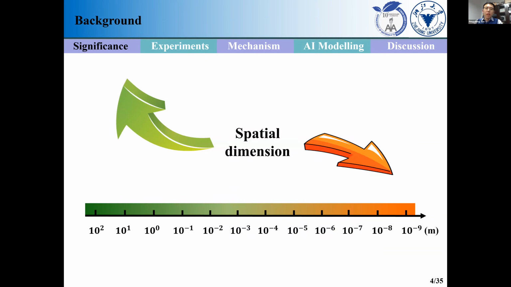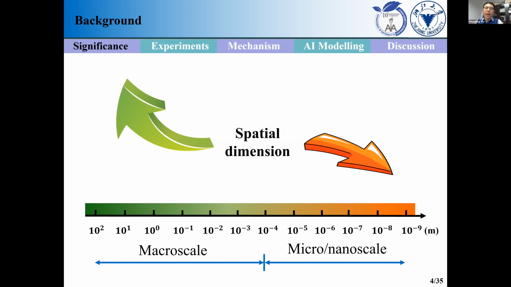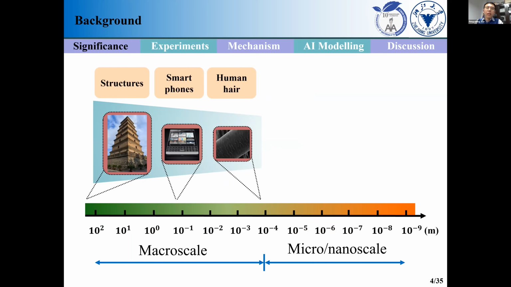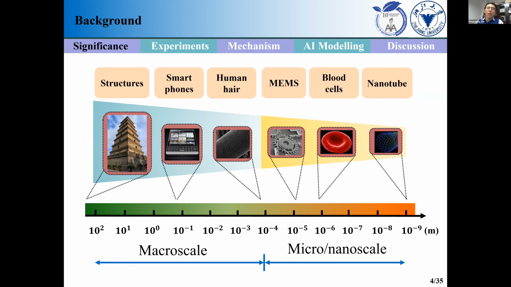And for example, if we consider all those natural and human-made structures in the spatial dimension, they vary from the millimeter scale to the micro-nanoscale, such as the tower, right? The human hair and the MEMS nanotubes. So many of them, again, are human-made, and there are different strategies to expand the functionalities to touch the limit.